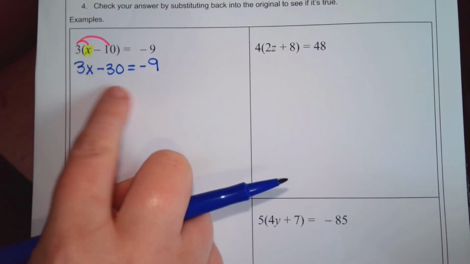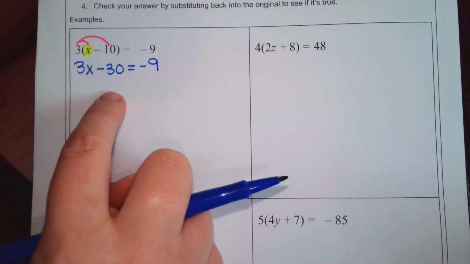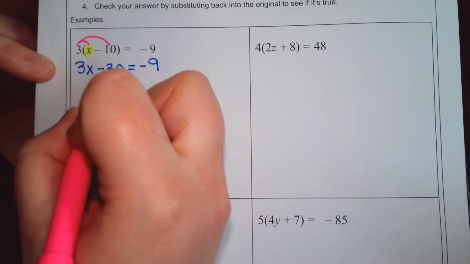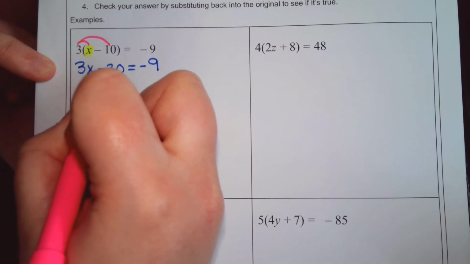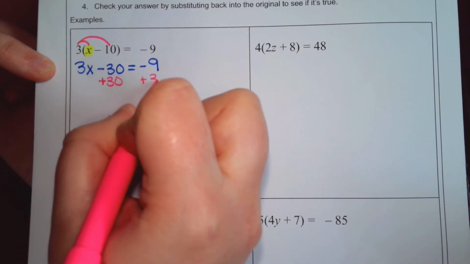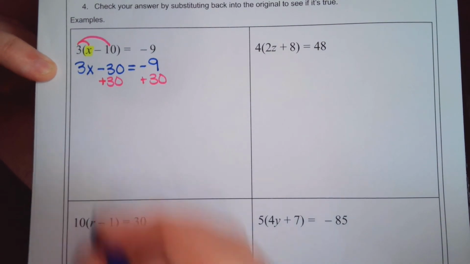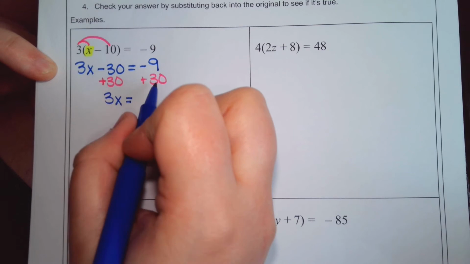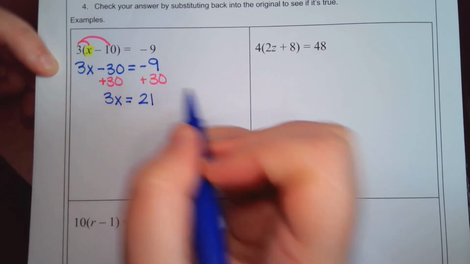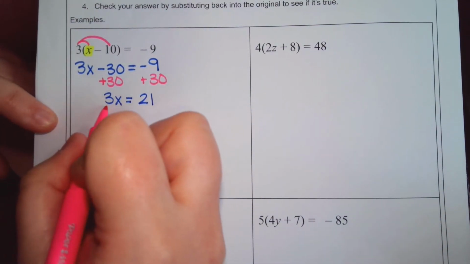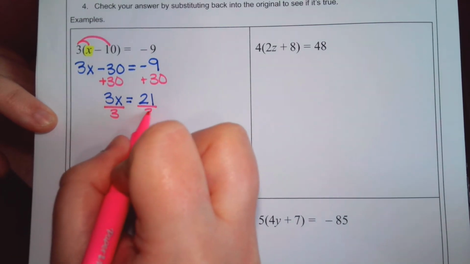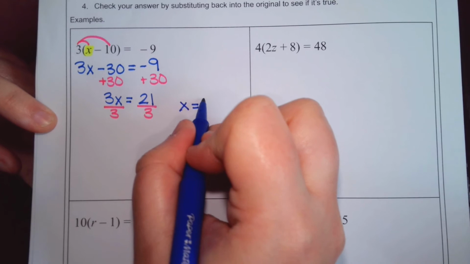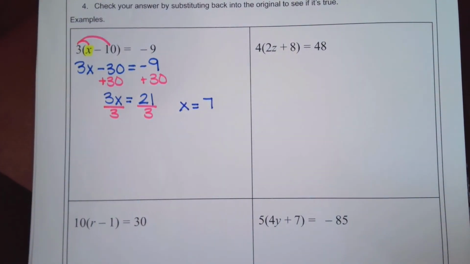Now, after we have used distribution, it's now just a simple 2-step equation. So what I'm going to do now is the opposite of minus 30, which is plus 30. And we have 3x is equal to negative 9 plus 30, which is 21. And then finally, divide by 3. So we get x is equal to 7.